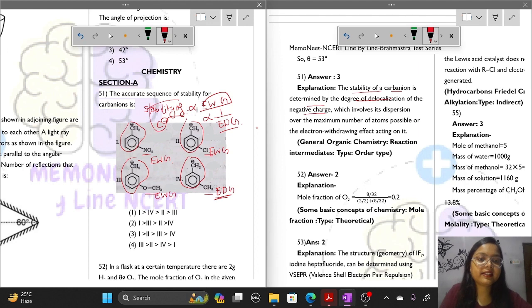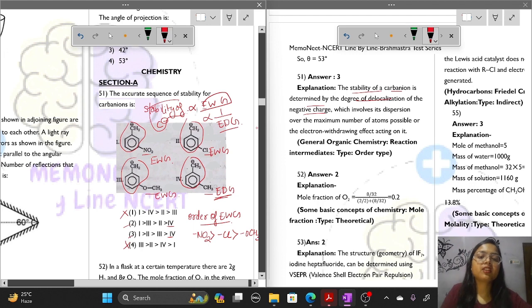So the stability of the fourth one is the least. In option 2 the fourth one has the least stability, and in option 3 also the fourth one has the least stability, which means that option 1 and option 4 are incorrect. Now let's arrange these electron withdrawing groups in order. What will be the order of the electron withdrawing group? Here we can say that the nitro group has the highest electron withdrawing tendency, then comes the Cl group, and then at the least comes the OCH3 group.